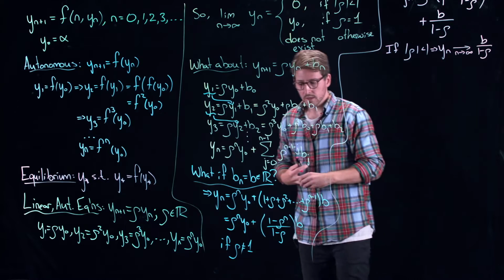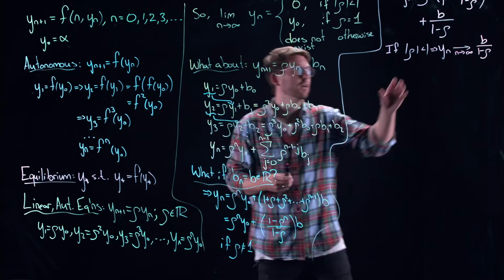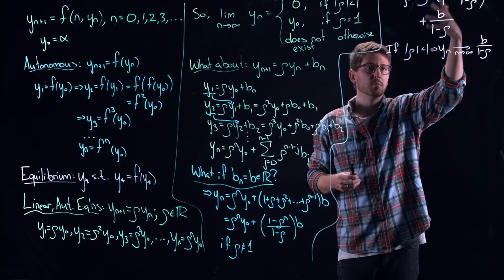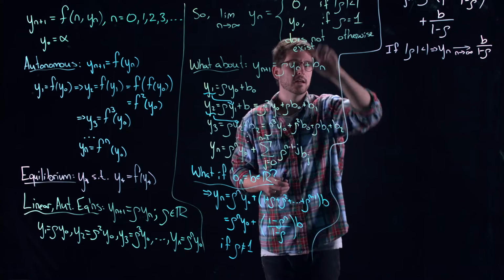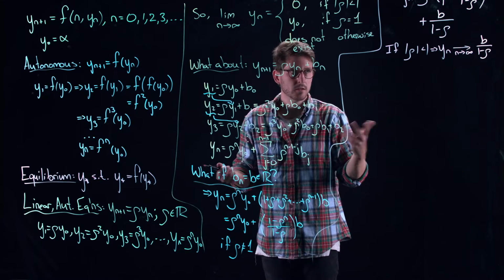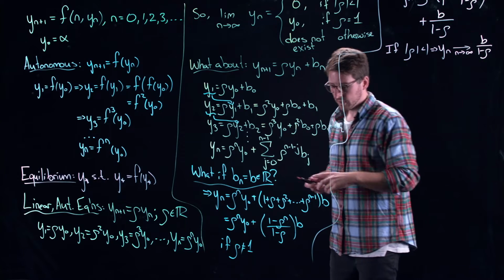Otherwise, if rho is bigger than 1 in absolute value, this piece starts blowing up and nothing interesting happens. I'm sort of reduced to this does not exist case again. So clearly, the interesting piece here is when rho is smaller than 1 in absolute value.